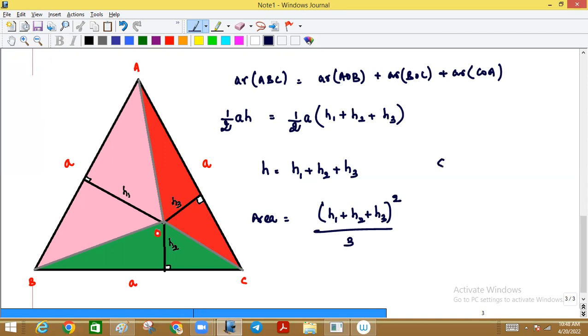How do I find the side? We know that root 3 by 2 into side is equal to this one. Therefore, side is equal to 2 times h1 plus h2 plus h3 by root 3. Because h is equal to root 3 by 2 times a, then a is equal to 2 goes up, root 3 comes down. So these are the results when lengths of perpendiculars drawn from a point inside an equilateral triangle are given. Okay, copy them.